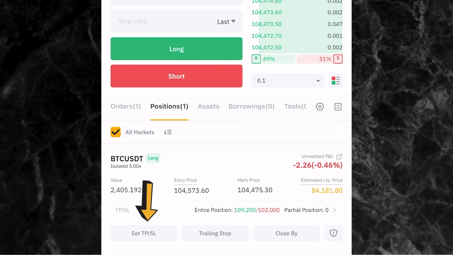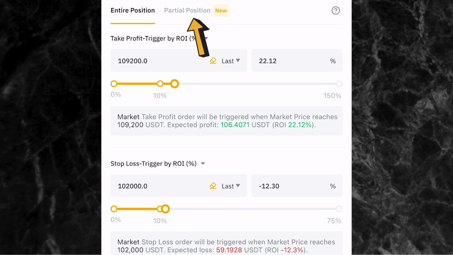So if you want to go ahead and set multiple take profit, come here to this ongoing trade and click on set TP/SL. And then you come here to where you have this partial position, just click on it.